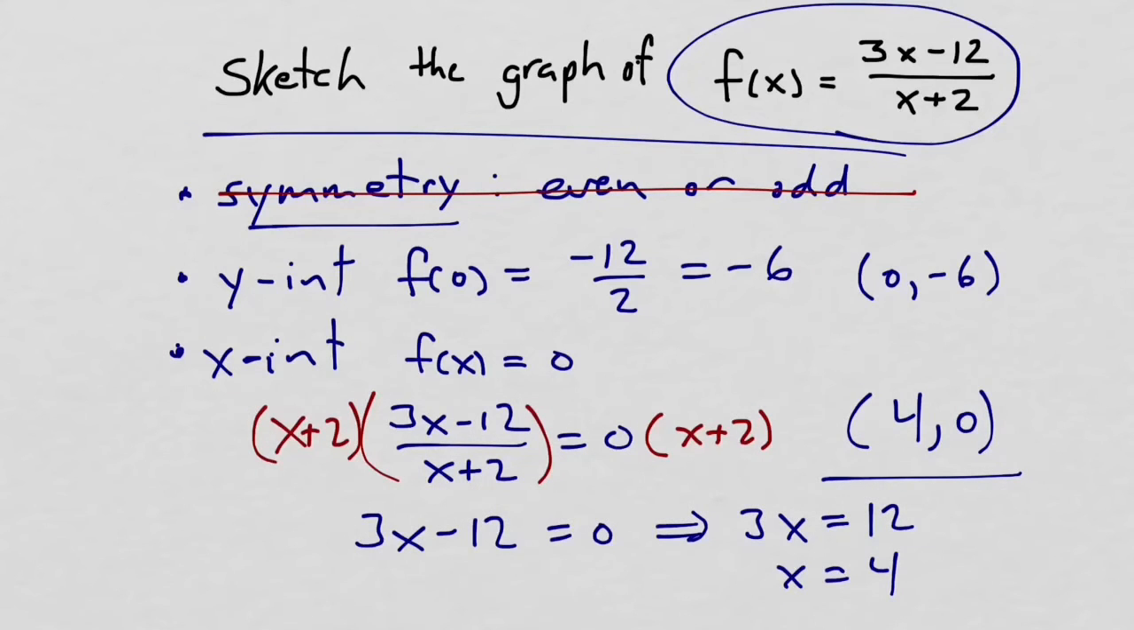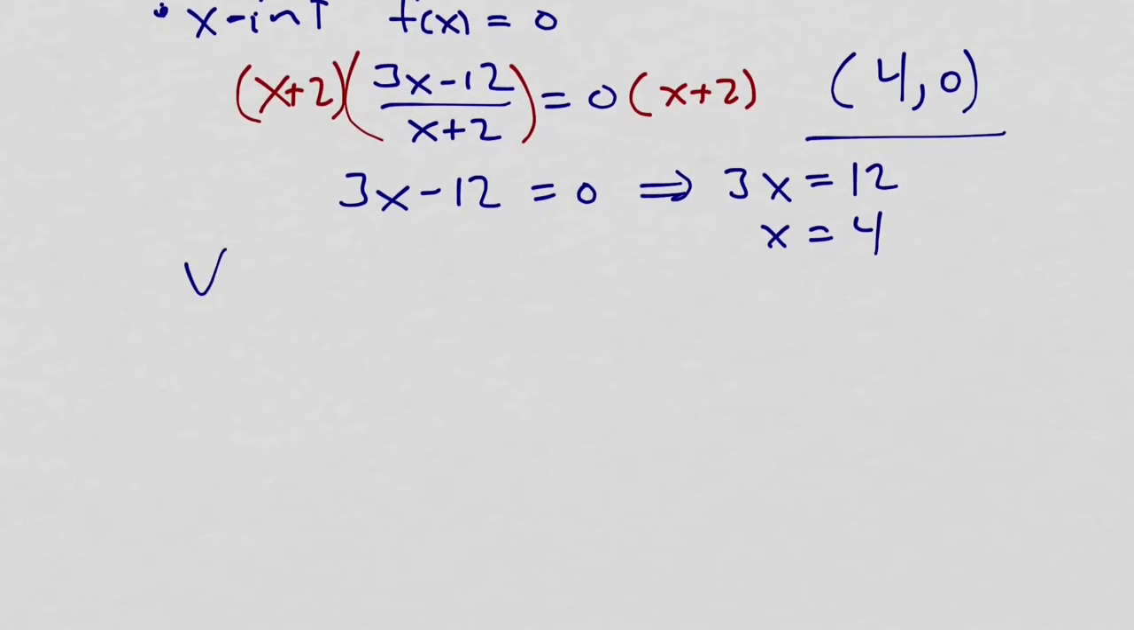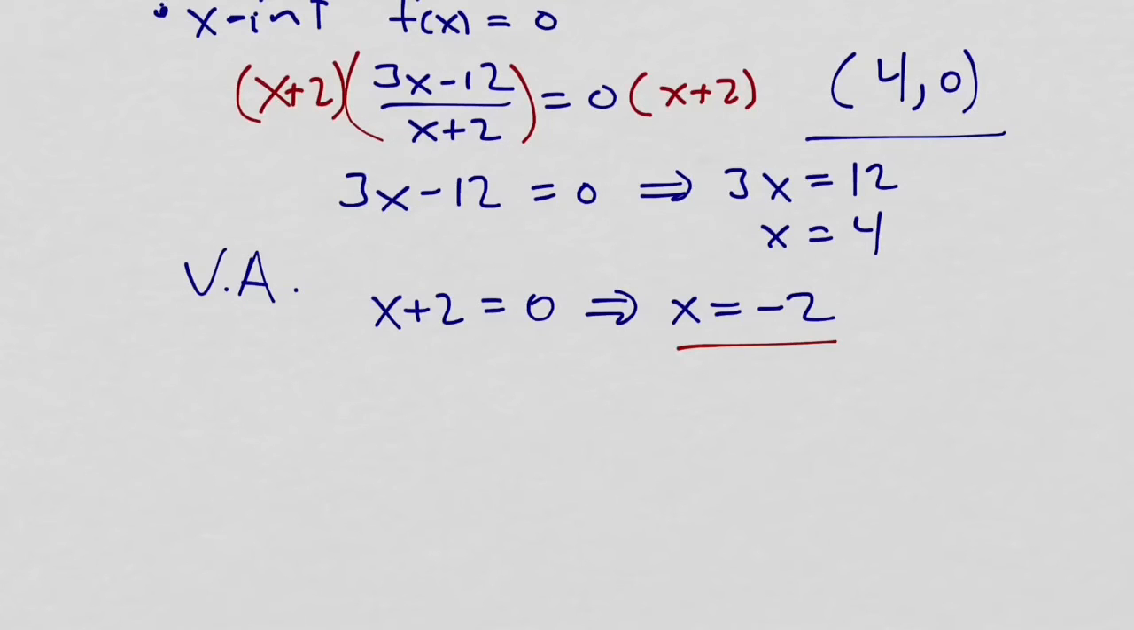Because we're dealing with a rational function, we might want to consider asymptotes. So vertical asymptotes are going to happen when the denominator equals 0. So x plus 2 equals 0 when x equals negative 2. And to just double check that for a moment, negative 2 does not make the top equal to 0. That happens when x equals 4. So this will be a vertical asymptote.